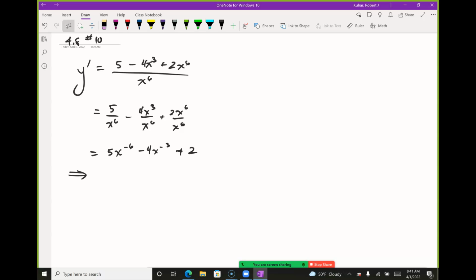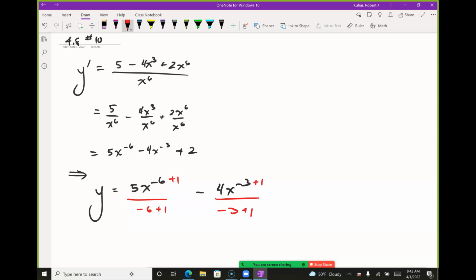I did a couple steps at once, yeah. The cheatsy way, you made all the terms over x to the 6th. Yes, because I'm going to have to add one to the power and divide by the new power, right? So for my y, I get 5x to the negative 6 plus 1 over negative 6 plus 1, minus 4x to the minus 3 plus 1 over negative 3 plus 1, plus 2x plus c.